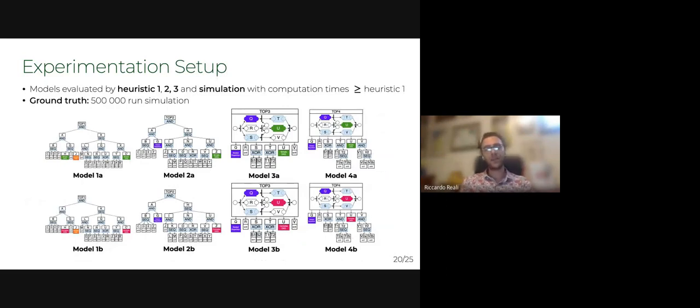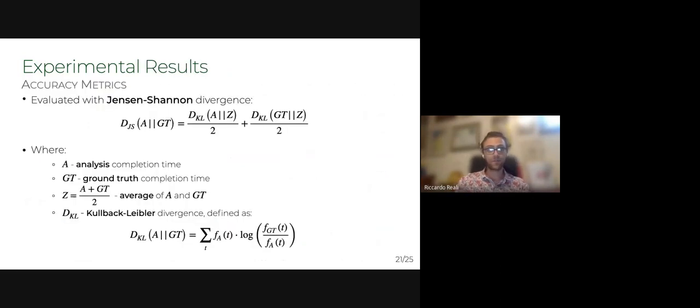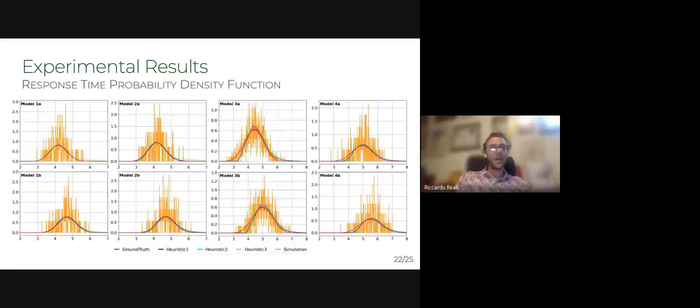All results have been compared in terms of accuracy with a ground truth that has been obtained with a 500,000 run simulation. Accuracy has been evaluated using Jensen-Shannon divergence, which is typically used to measure the similarity between probability distributions and which is a symmetrical version of the Kullback-Leibler divergence. Graphs show that for all the tested models, heuristics reach better results than simulation, which is the orange one, which appears to be very noisy. But this is due to the fact that simulation is constrained to run in times comparable to those of heuristic one. Between all the heuristics, the best results have been obtained by heuristic one and two.